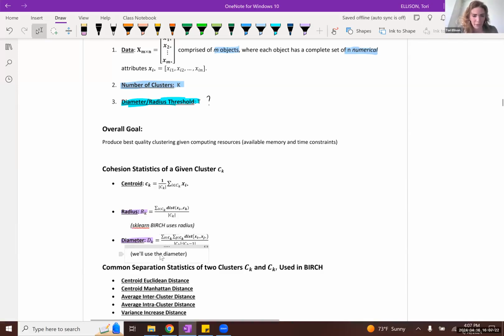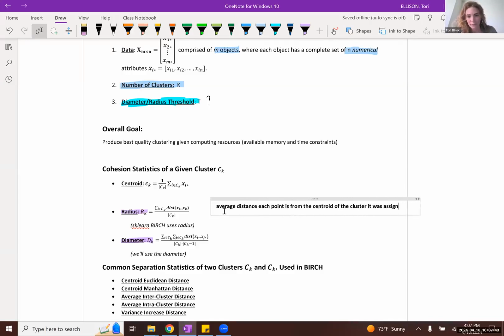Okay. But what the radius of a given cluster represents, as we can see here in this equation, is a metric that is somewhat related to the inertia of a clustering, right? It represents the average distance each point is from the centroid of the cluster it was assigned to. So generally speaking, the lower the radius, the more cohesive the cluster.